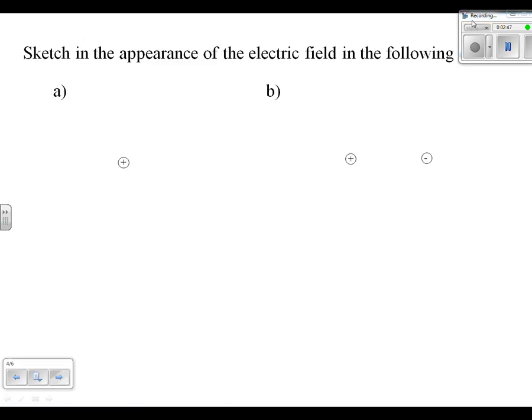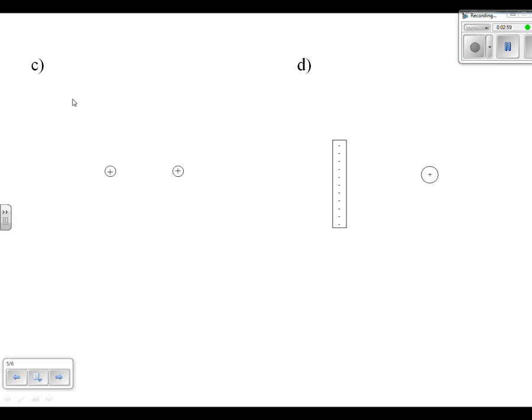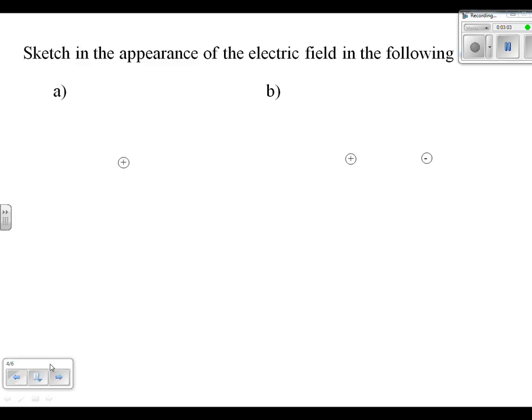Okay, sketching the appearance of the electric field in the following. Keeping in mind, what charge do we always use to show the direction? Positive. Positive test charge. So if you were to bring in a small positive test charge, which direction would it go? Away, and so our electric field would be going out. That's all you got to draw. If you draw the arrows going the wrong way, there's trouble.